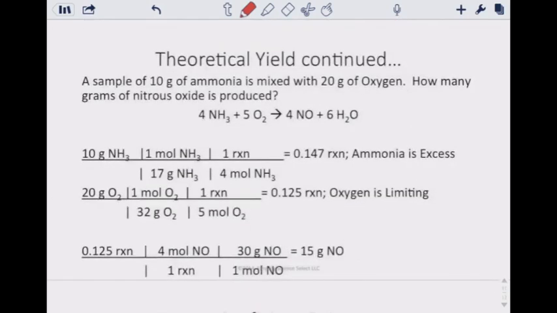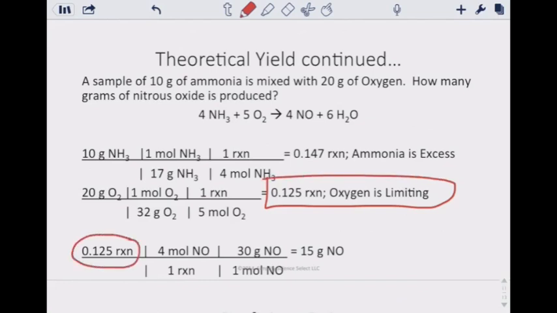So an example of this is after we find the number of reactions, we can calculate product from the limiting reactant. So I can say that since my oxygen in this example is my limiting reactant, it produces 0.125 reactions. Well, from 0.125 reactions, I can then calculate my nitrogen monoxide, and I can calculate the grams of it. This would be my theoretical yield. And theoretical yield will be very important in our next section of this unit. But that's what the limiting reactant does. It can help us calculate that theoretical yield, which is what will be produced.